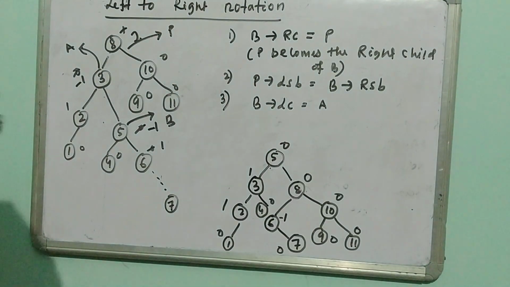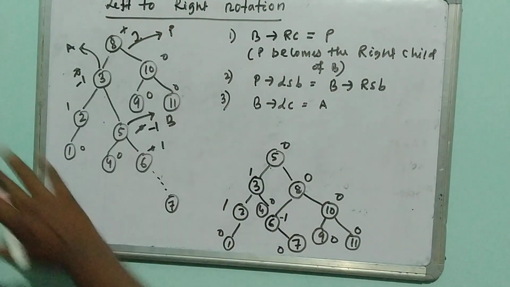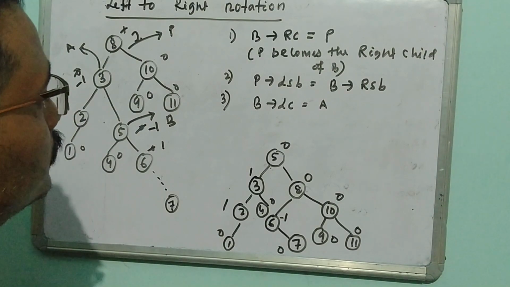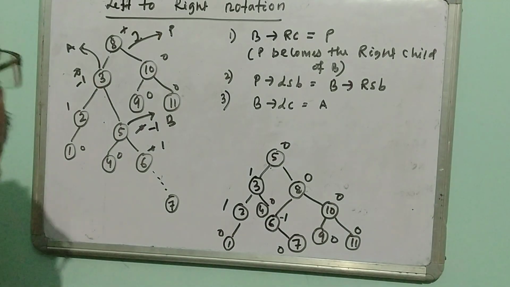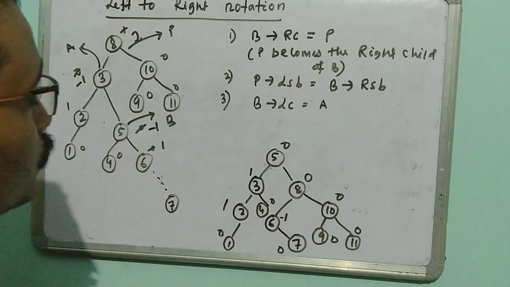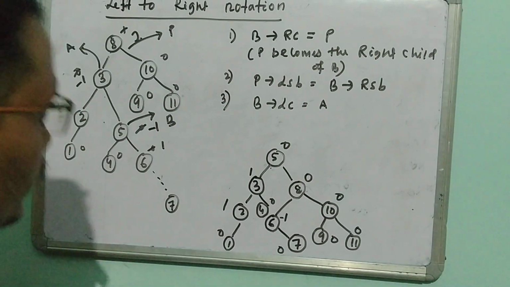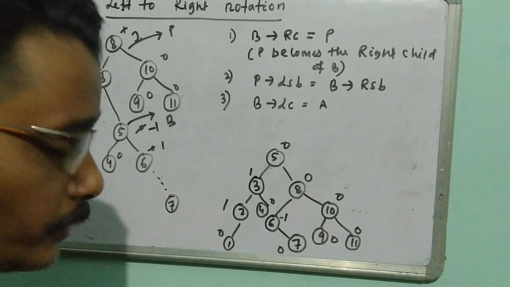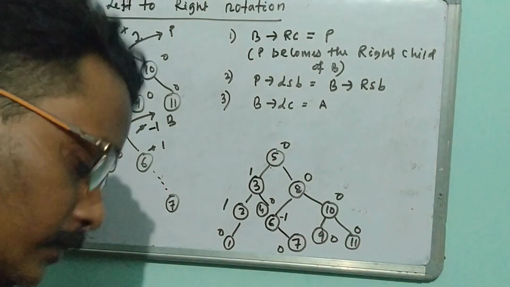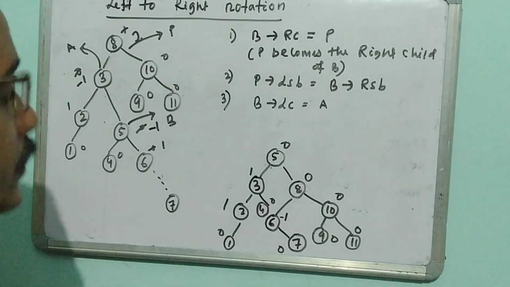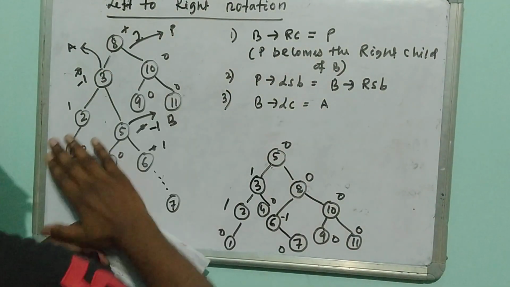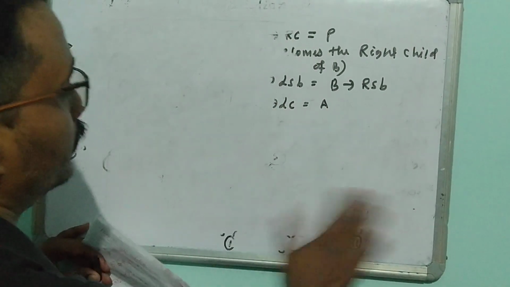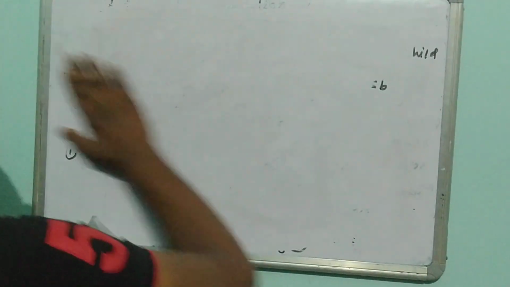We are making left to right rotation, or we are making an unbalanced tree into a balanced tree. So this rotation is over. We have completed this rotation. Now my next rotation we have to make is right to left rotation. Whenever it is right to left rotation, the reverse effect will be there. So we have to make the reverse effect from right to left rotation.